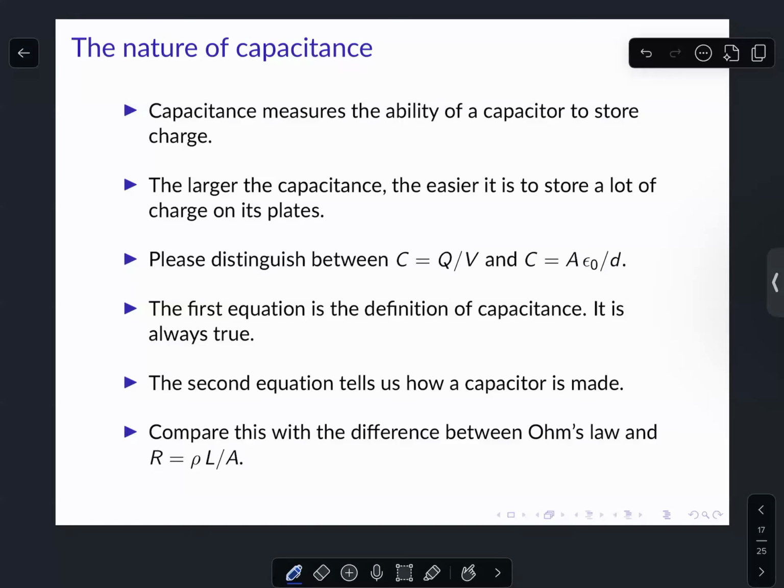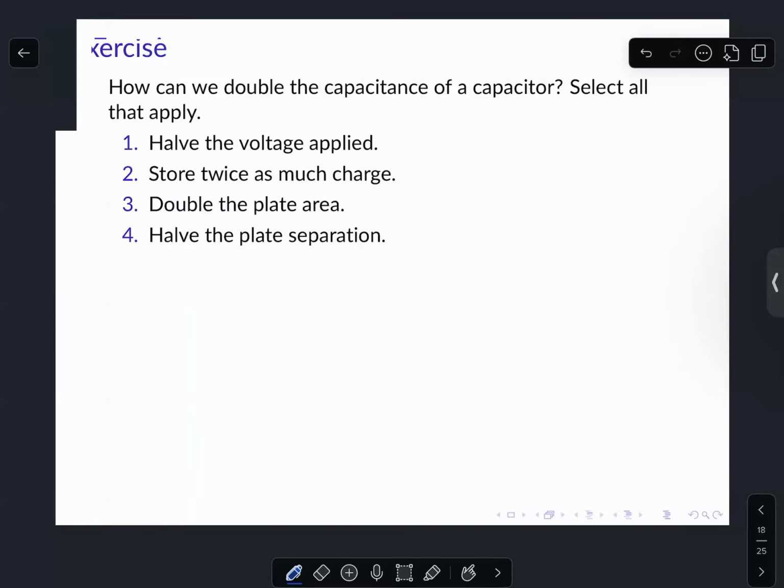Okay. Clicker question A, tell me, how can I double the capacitance of a capacitor? If you think the answer choices are all of the above, put 1, 2, 3, 4. If you think the answer choices are just 1 and 3, type 1 and 3. Tell me what you think would double the capacitance of a capacitor.